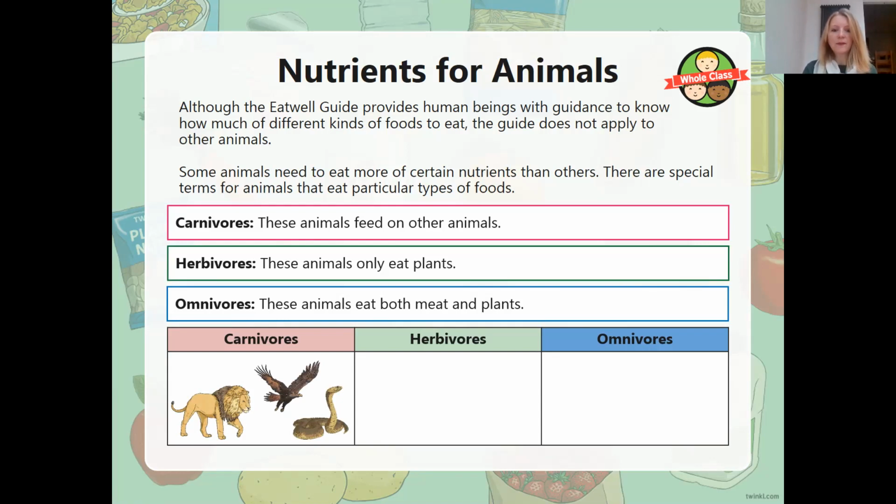Our herbivore group, we've got sheep, horse, and a giraffe. They only eat plants. And what about that in-between group?